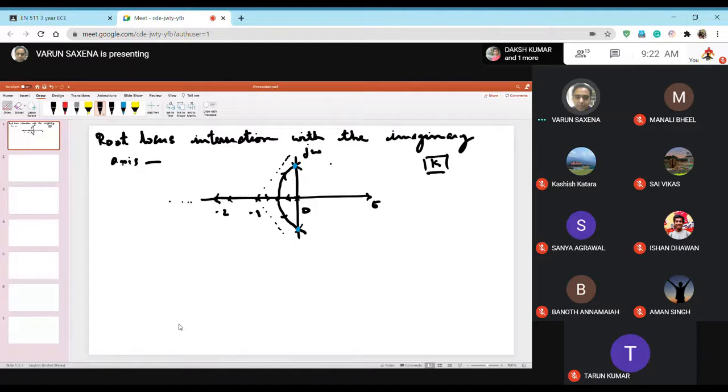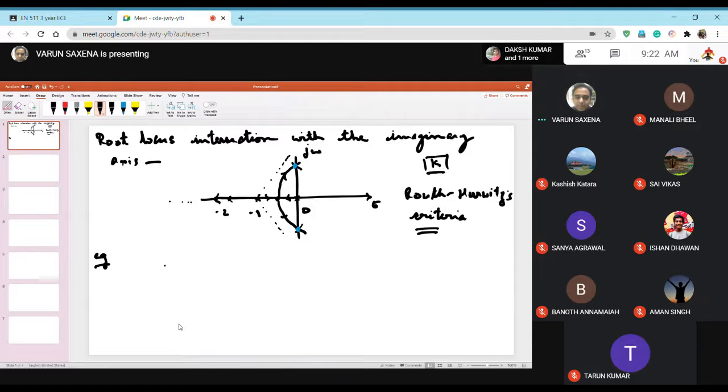We'll start with an example. Suppose I can best explain with an example. I told you that we are going to apply Routh-Hurwitz criteria here. Routh-Hurwitz criteria will be applied to figure out the information that we seek.